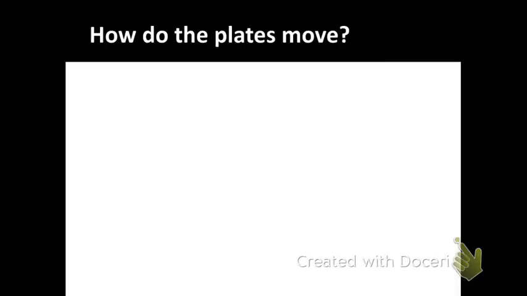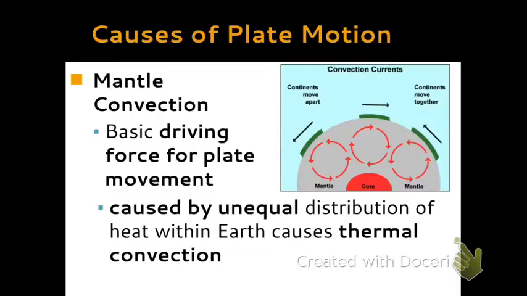So how do the plates move? We know that they move, but what is causing them to move? Well, if you remember, the reason all these plates are moving in the first place is because we have convection in the mantle. The core of the earth is extremely hot, causing the magma to rise up because it's less dense. As it gets closer to the core, that magma cools off and it condenses, going back down, and that's what's creating that convection current.